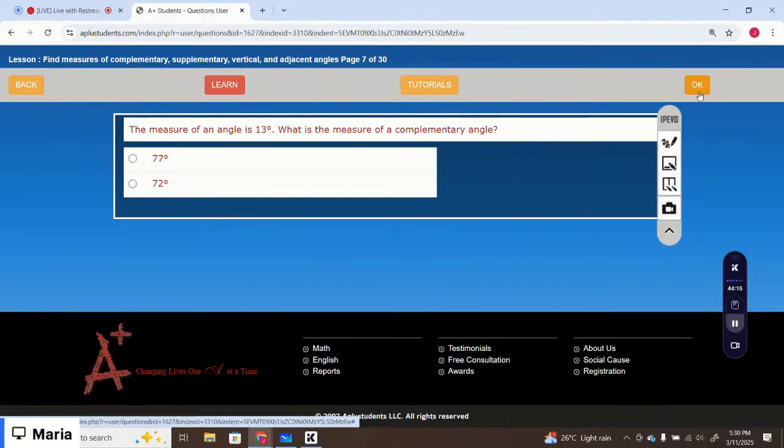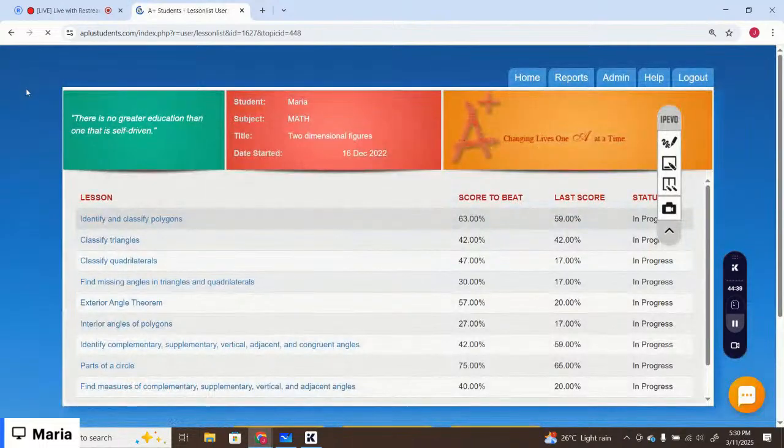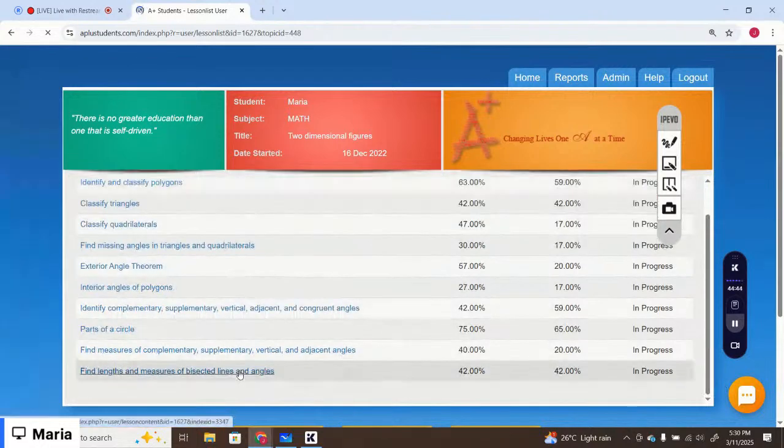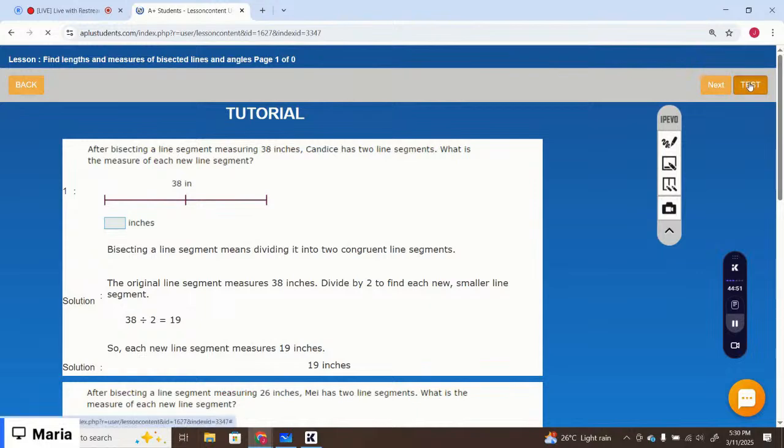Okay, you can complete the lesson by yourself today. Let's move on to the next lesson. The next lesson is the last lesson from the chapter on two-dimensional figures. So let's just start with the lesson. That is finding lengths and measures of bisected lines and angles. Let's start with the test questions.